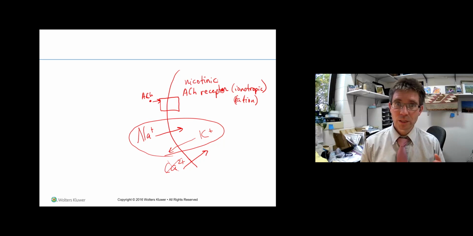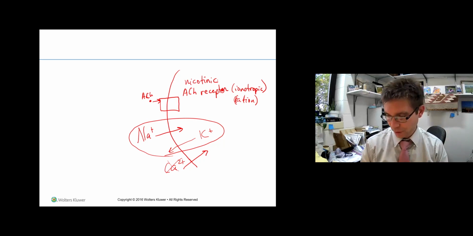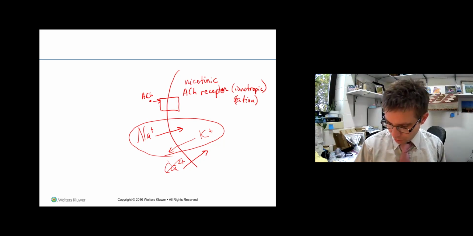So remember when we saw that picture of the motor end plate with those invaginations of the membrane, and we had all those receptors in there? Those were nicotinic acetylcholine receptors. You'll learn that term later, I think, in chapter 6, nicotinic. But let's think about what would happen if I opened up this channel then. So let me draw it in an open state here.